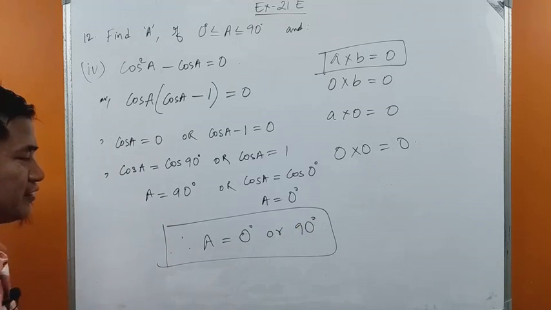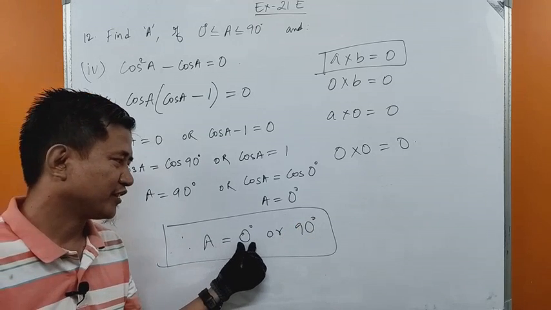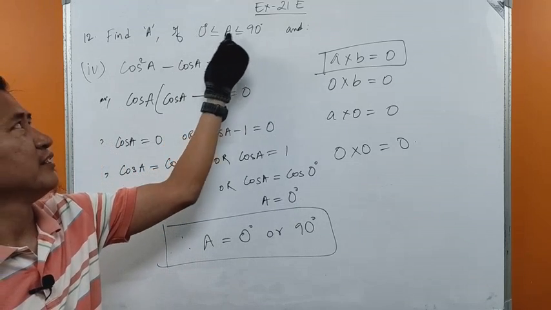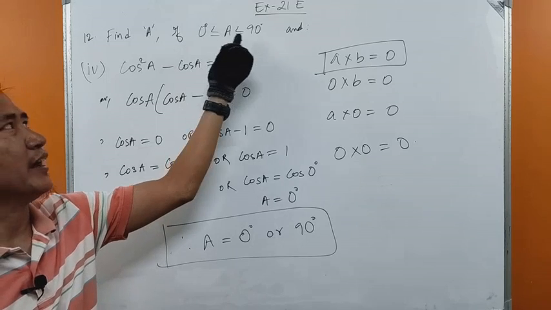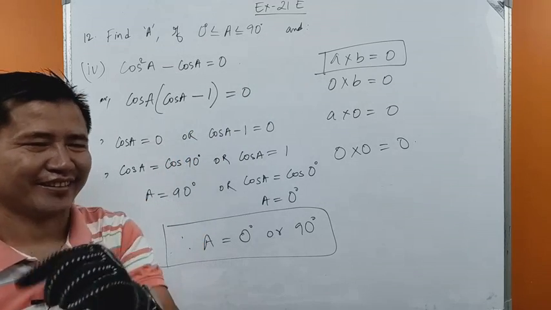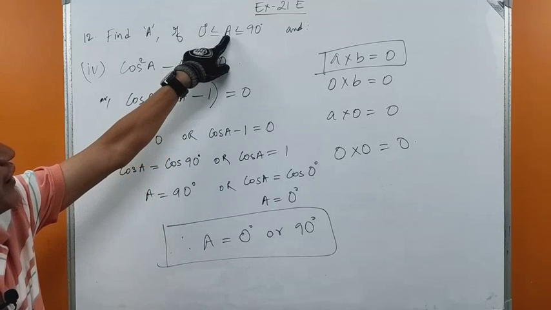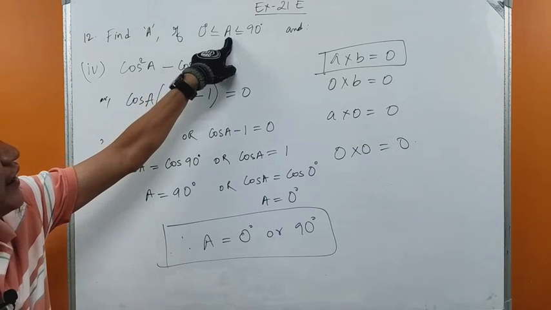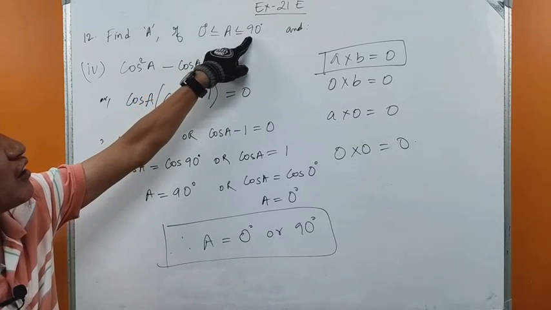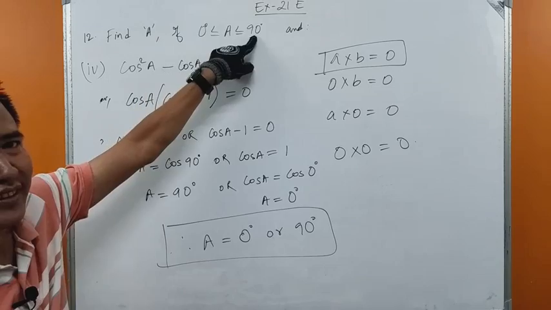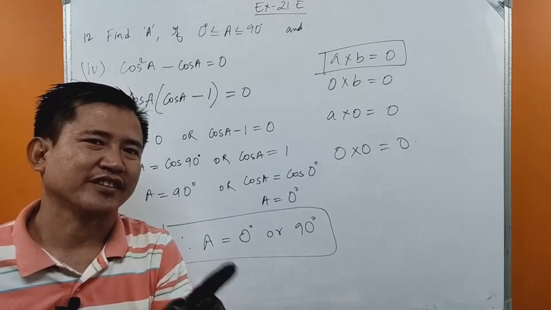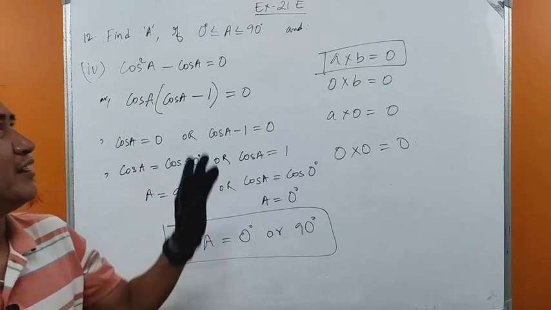Okay, I hope you got this. The value of A is either 0 degree or 90 degree. A can be 0 degree or 90 degree, but not less than 0 degree and not greater than 90 degree. A is either equal to or greater than 0 degree, and A is either equal to or lesser than 90 degree. It can be 0 degree and can be 90 degree, but not lesser than 0 degree and not greater than 90 degree. Okay, I hope you got this.